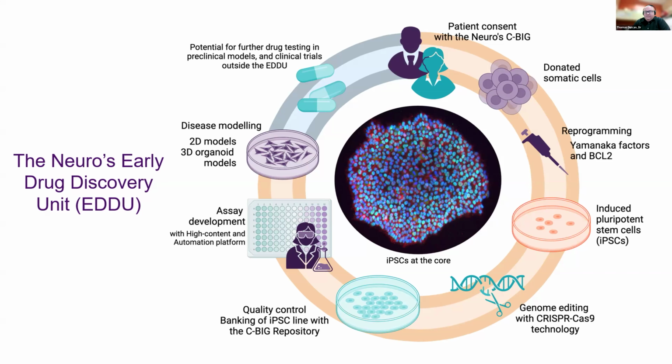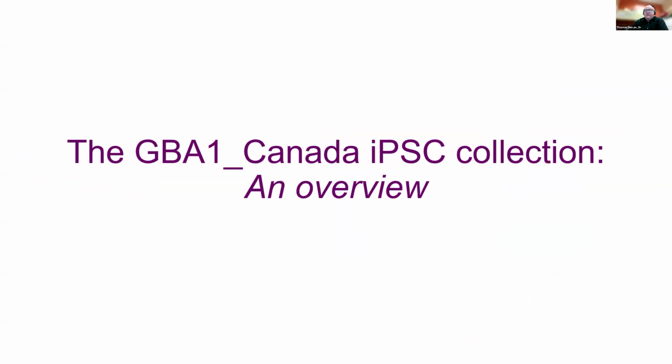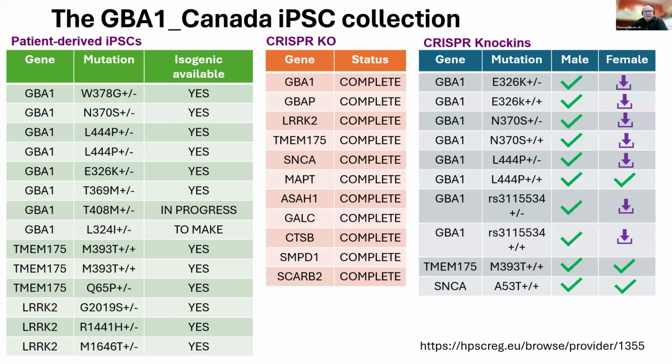But to do this, we have built quite a lot of our own iPSCs centered around very specific targets. In particular, the focus of what I'm going to talk about today is our GBA1 Canada iPSC collection. I'm going to give you an overview. It's about 40 lines. I'm not going to go into all the details. I've given Ben and the group a bunch of material around it, so please access it as well.